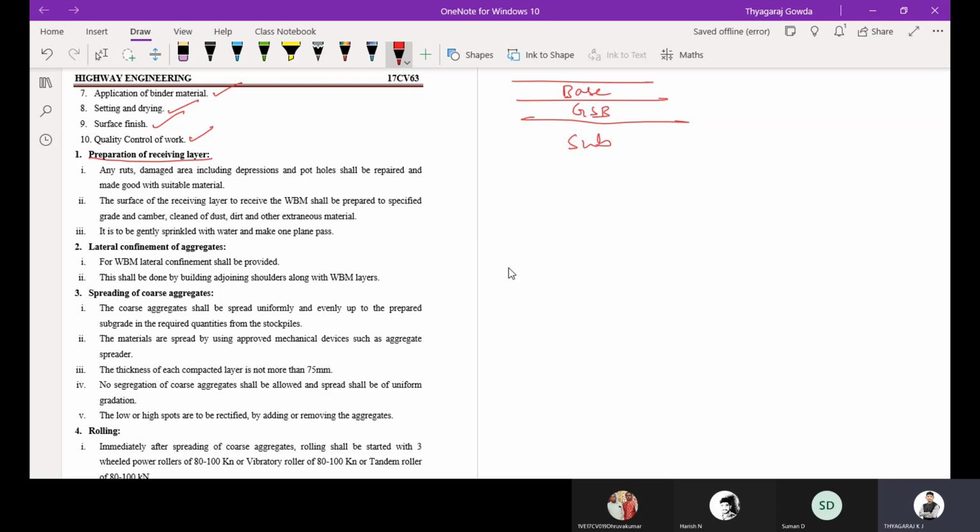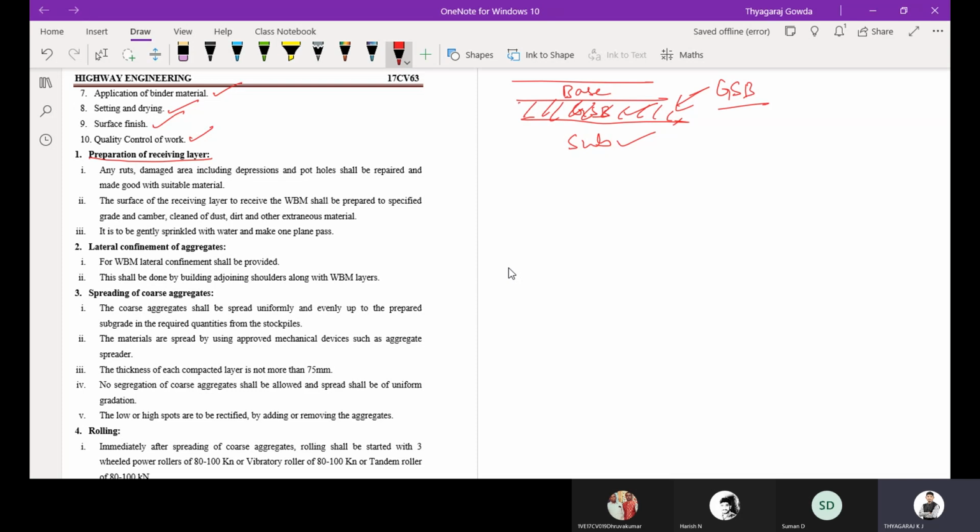So the preparation of receiving layer. We have already constructed the subgrade and we have already constructed the GSB. So now the receiving layer will be the granular subbase. So the receiving layer is a GSB layer. Here also, first you are going to prepare the subbase layer, so that if there is any fault in the subbase layer, we can rectify it before starting the construction of the base course.